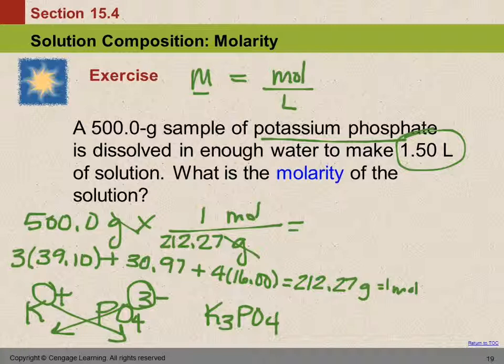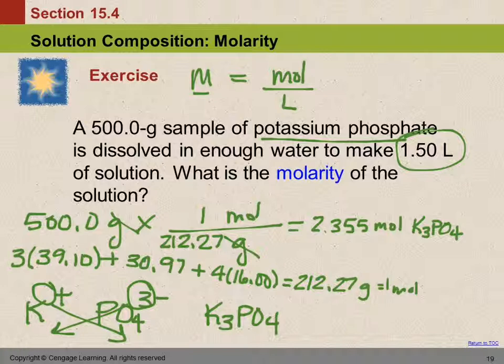So this enables us to find how many moles 500 grams is. So we've got 500 divided by 212.27. And that's going to be 2.355 moles of potassium phosphate. So all this stuff that I did down here is stuff we've learned in previous chapters. And, you know, it's some of these things that we keep using over and over again.